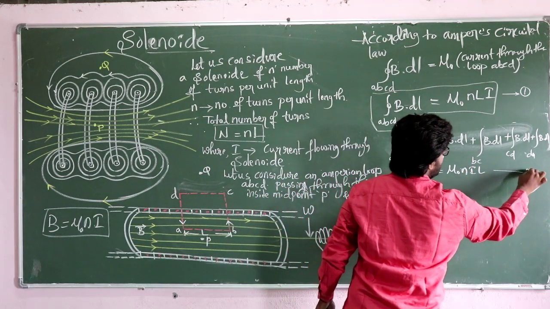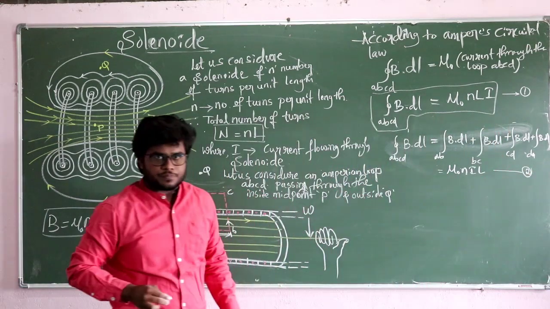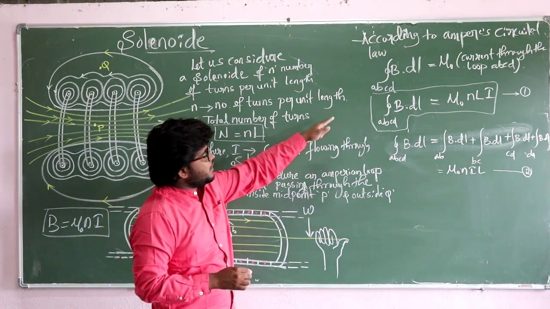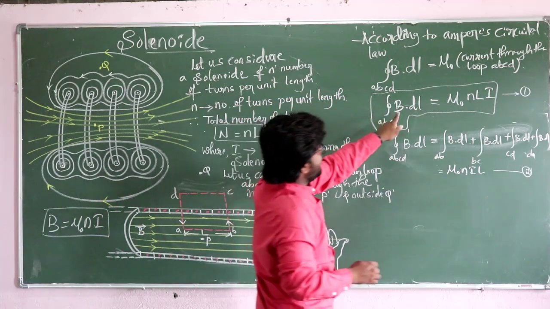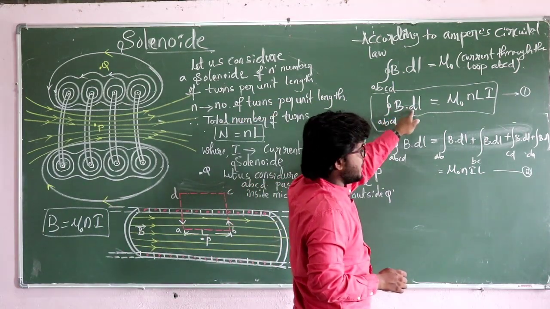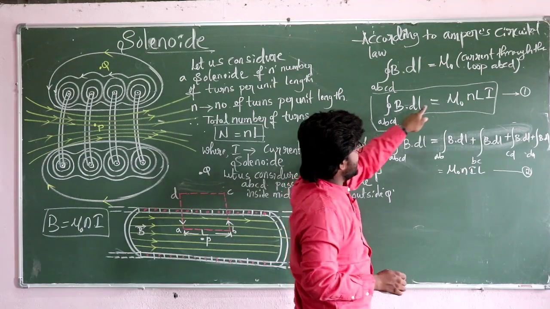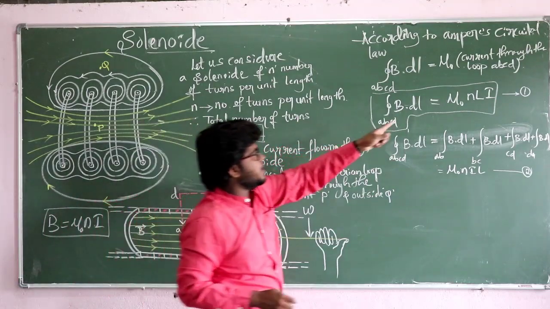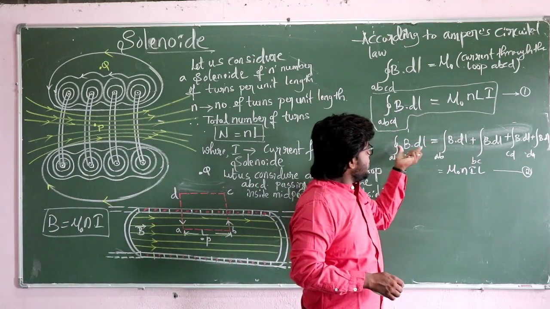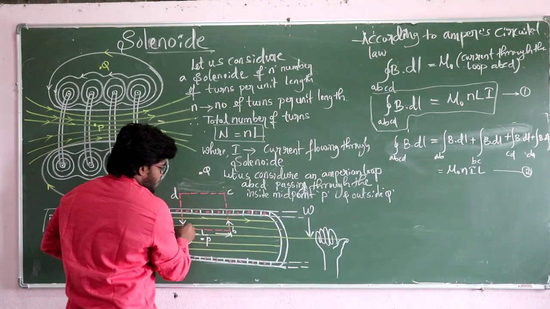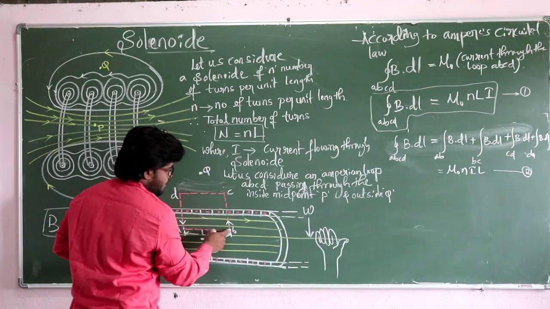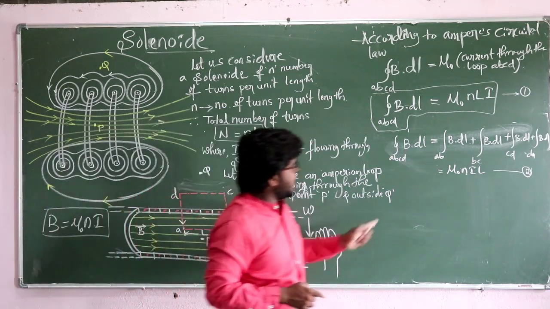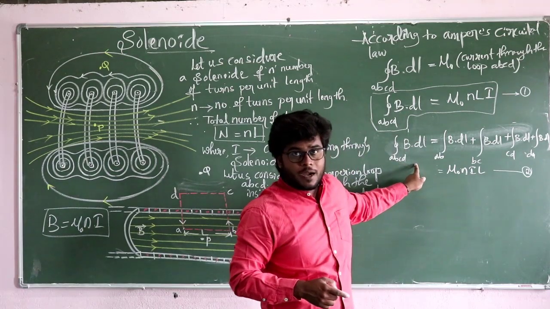This is equation number 2. It is also very important. So what did we write? According to Ampere's circuit law, the line integration of BDL along the loop ABCD is equal to mu naught into total current, N I L, equation 1. So this integration is integration of AB, BC, CD, DA, which means integration of the ABCD loop.